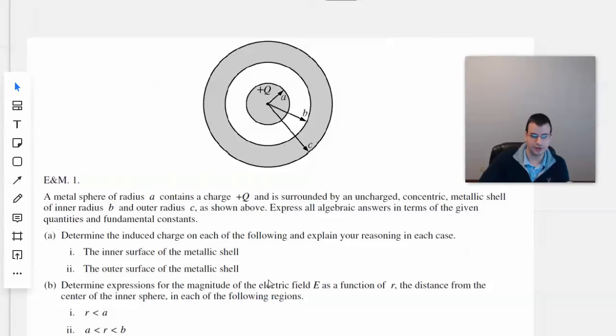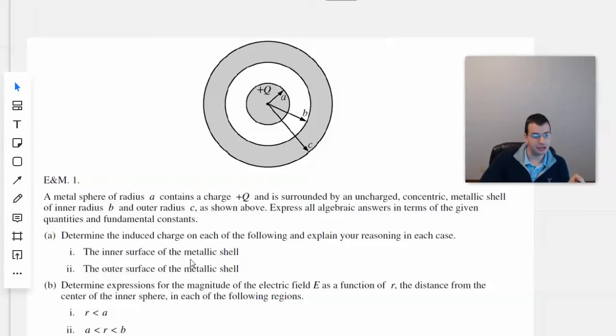Okay, so fundamental constants, it means probably K, or K is also equal to 1 over 4 pi epsilon naught. I don't know if I've even mentioned that. Not important yet. We'll get to that later. Determine the induced charge on each of the following. Okay? So you can just think of it as charge due to electric fields on each of the following and explain the reasoning in each case.